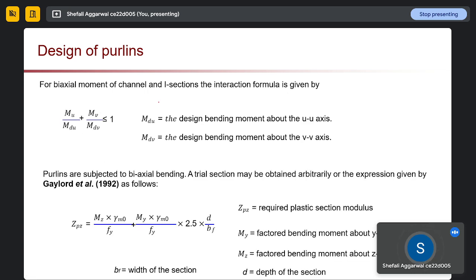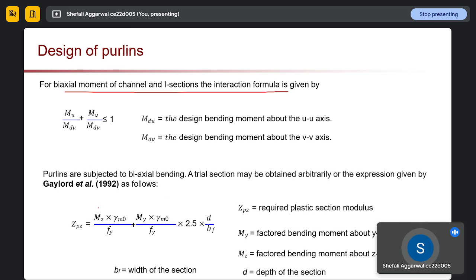So next thing is that we are providing some checks for our purlins after calculating the moment. First check is for the biaxial bending of channel and I section. Our interaction formula is given by Mu upon Mdu plus Mv upon Mdv. And Mu and Mv we have calculated before, and Mdu and Mdv are the design bending moments about both axes.